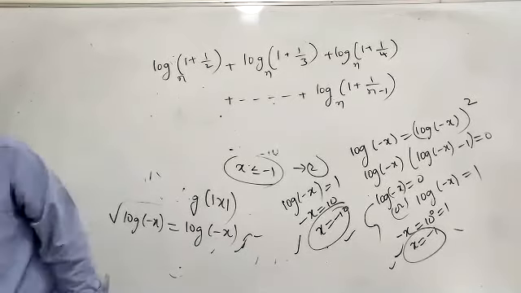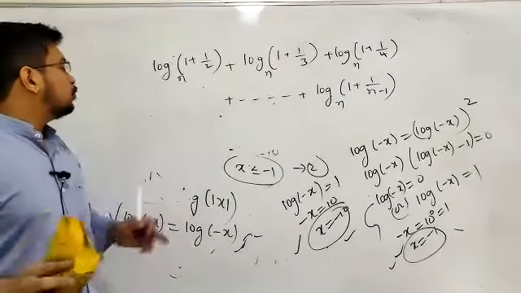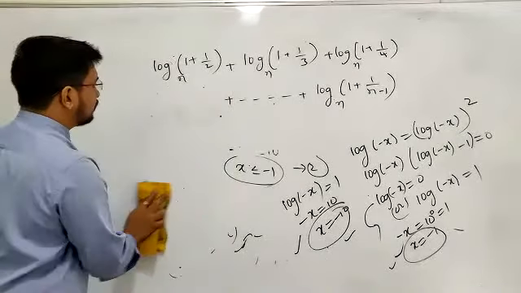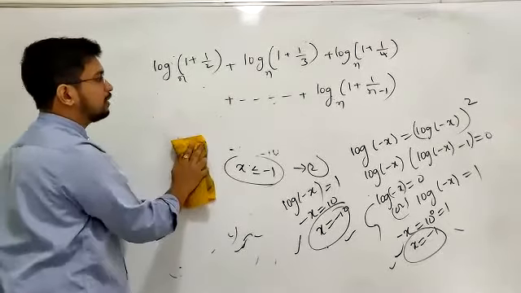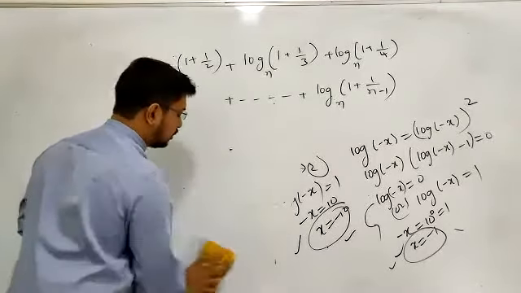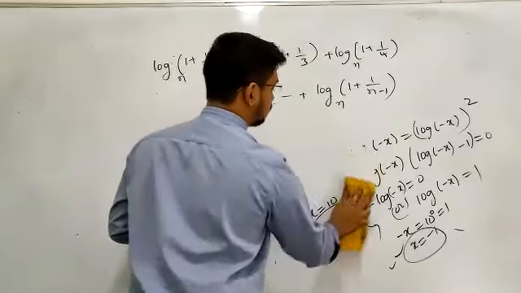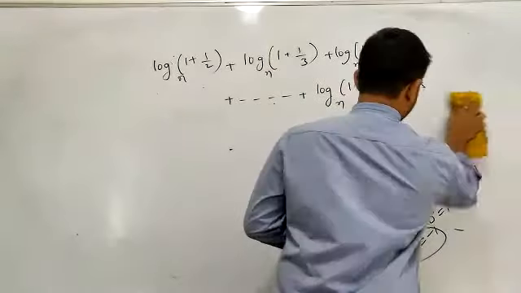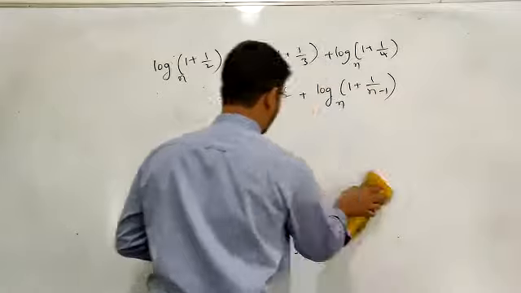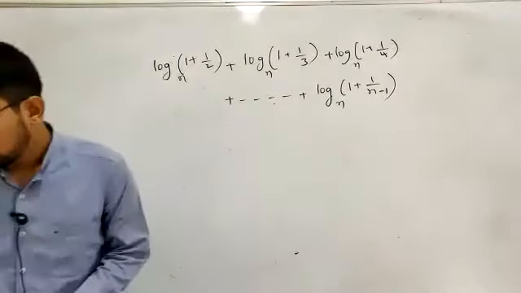The problem is much simpler than I gave you: log of 1 plus 1 by 2 to the base n plus log of 1 plus 1 by 3 to the base n, and so on, plus log of 1 plus 1 by n minus 1 to the base n. The problem is very simple. It can be solved in half a minute. Try applying that. I want your responses.